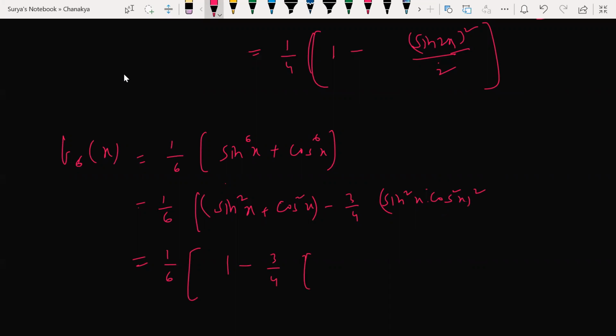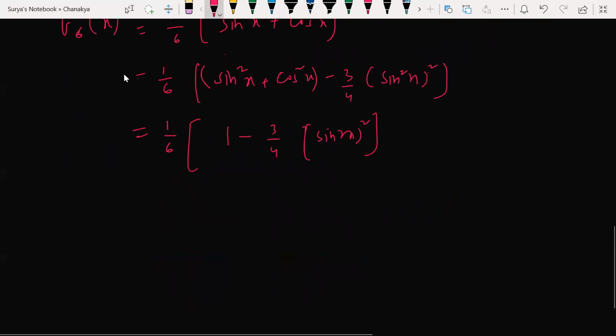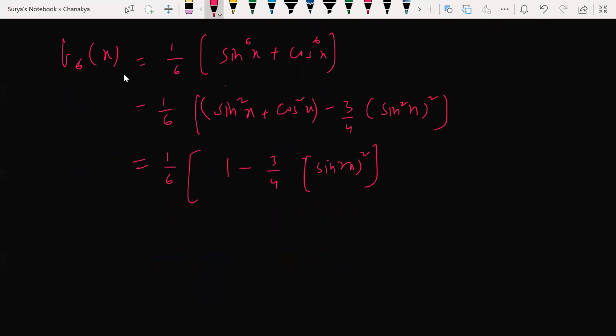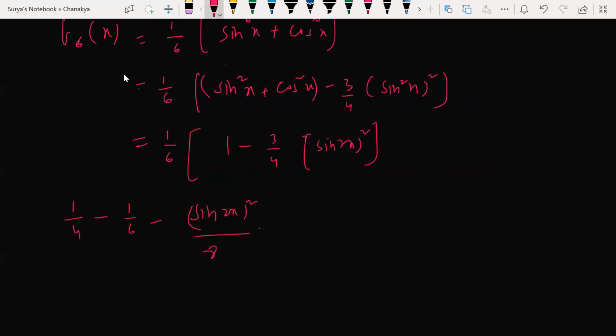So you will be getting 3 by 4 times. Let me write directly here. So (sin square x) whole square, and minus (sin 2x) whole square I can write here. Now what has he given here? This minus this, right? So if I do that, what am I going to get? Check. 1 by 4 minus 1 by 6, minus (sin 2x) whole square by 2, 4 to the 8, plus 1 by 8 (sin 2x) whole square. Correct?